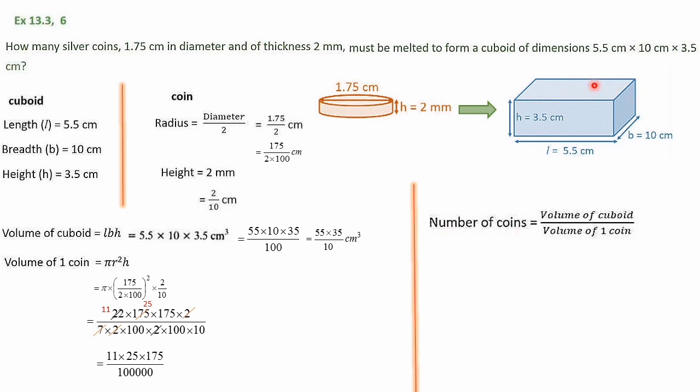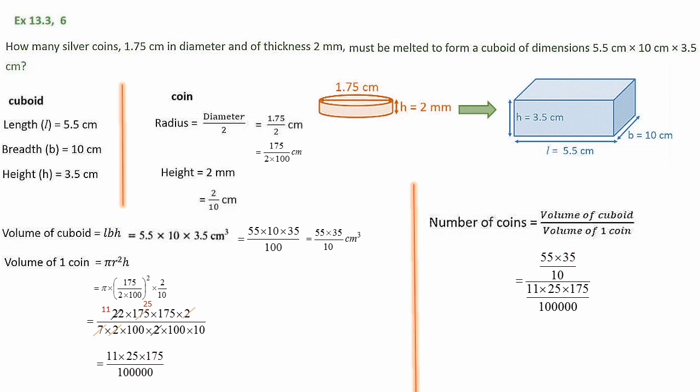Next we have to calculate the number of coins. Number of coins means volume of the cuboid, this is the shape we are making, divided by volume of one coin. So both we have calculated and kept. We will substitute 55 into 35 divided by 10, that is the volume of cuboid. Next is volume of one coin, here 11 into 25 into 175 by 1 lakh. So let's go for calculation.